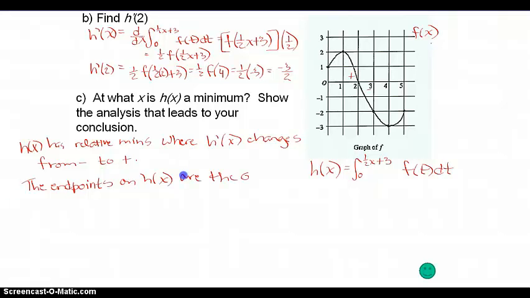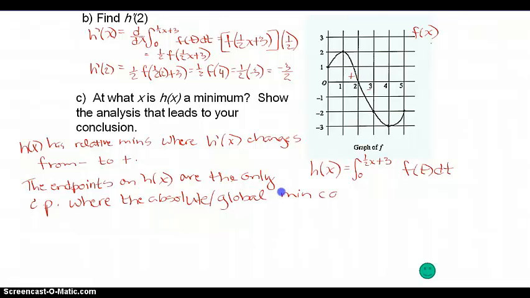are the only candidates or only critical points where the absolute or global minimum, which is what it's asking for here, can occur. So all we have to do is show h evaluated at the left endpoint and h evaluated at the right endpoint, and whichever one of those is the lowest output value is the absolute or global min.